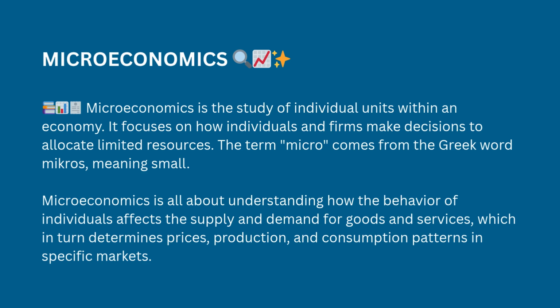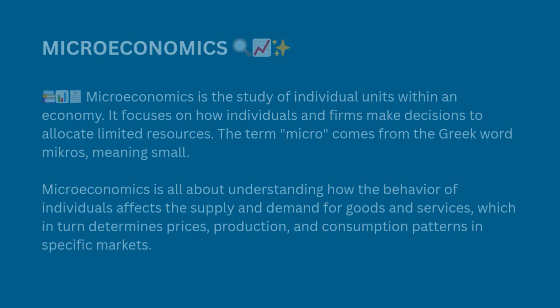Microeconomics. Microeconomics is the study of individual units within an economy. It focuses on how individuals and firms make decisions to allocate limited resources. The term micro comes from the Greek word mikros, meaning small. Microeconomics is all about understanding how the behavior of individuals affects the supply and demand for goods and services, which in turn determines prices, production, and consumption patterns in specific markets.